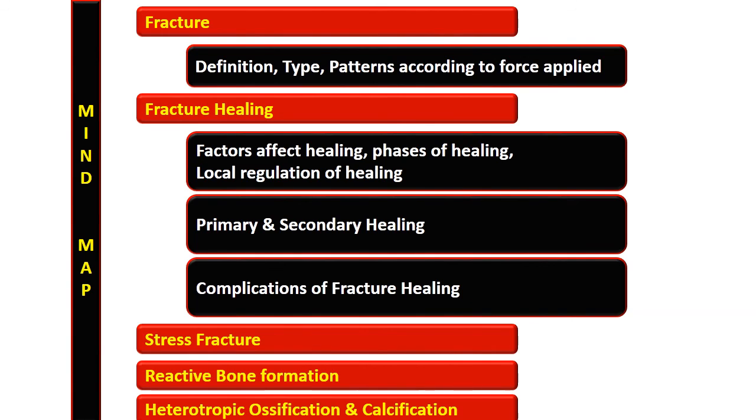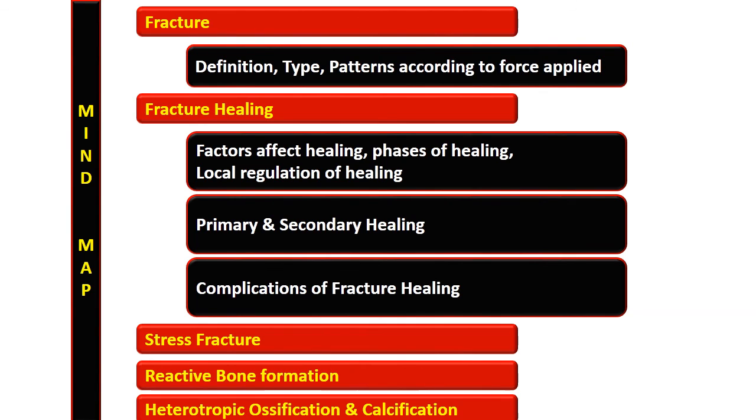So this is the mind map for this video. In the start of this video, we discussed the definition of the fracture, type of the fracture and patterns according to the force applied. Then the various factors which affect healing process, what are the phases of healing, and the local regulation of the healing. We have seen that there are many local growth factors, cytokines, hormones, and other factors responsible for the healing. Then what is primary healing and what do you mean by secondary healing?